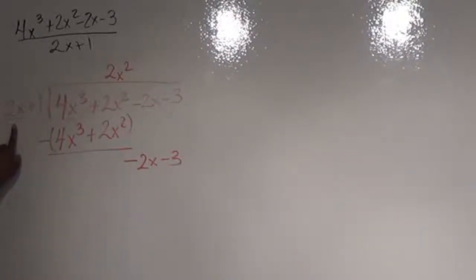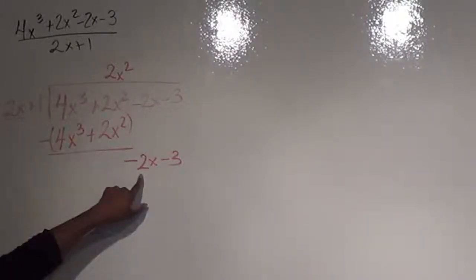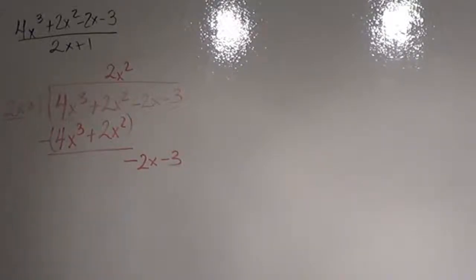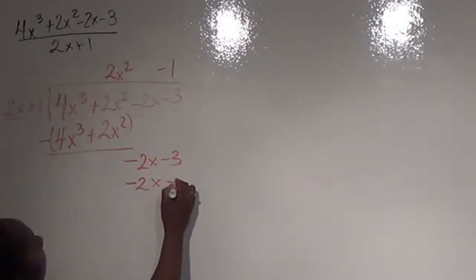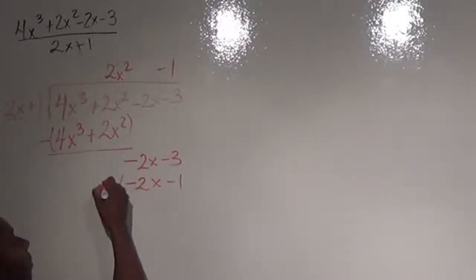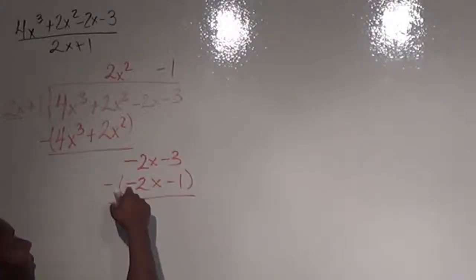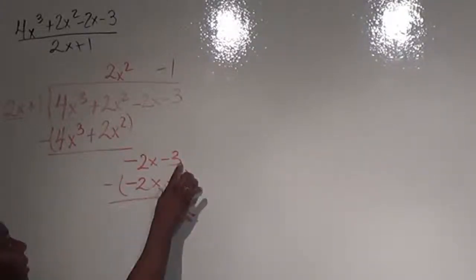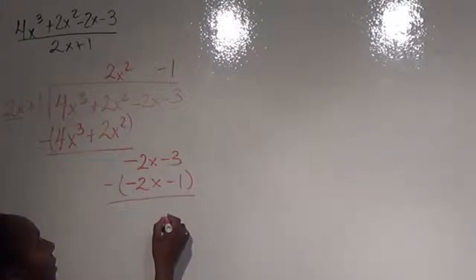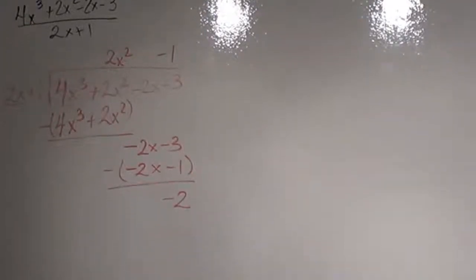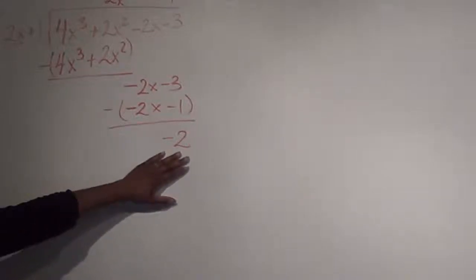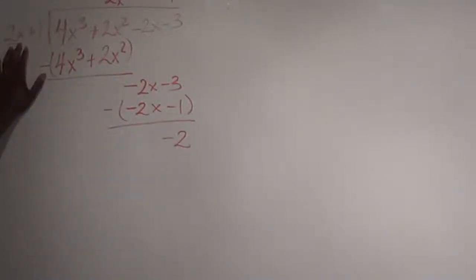I need something times 2x to equal a negative 2x. So here I need to multiply by a minus 1. And that will give me a negative 2x minus 1. When we go to subtract, the two x's will cancel out. We'll get a negative 3 minus a negative 1, which looks like a negative 2. Okay. Again, here my degree is 0, my degree here is 1, so now I'm done.